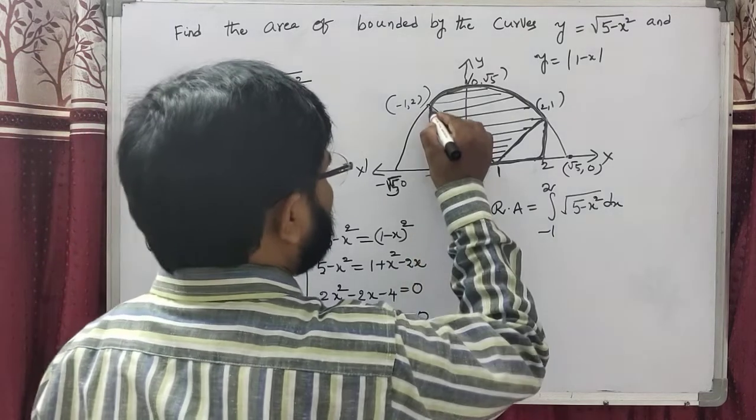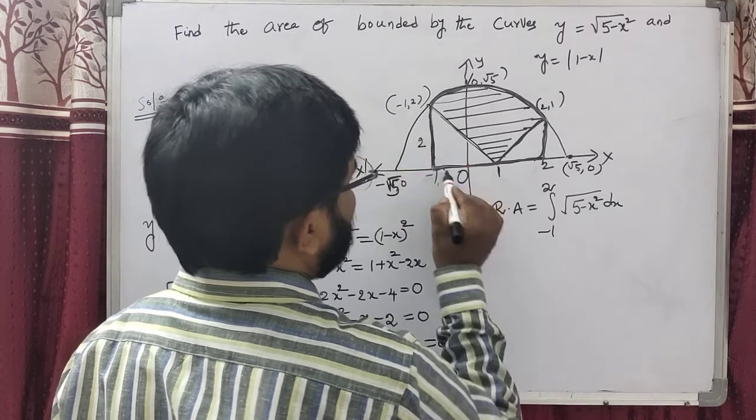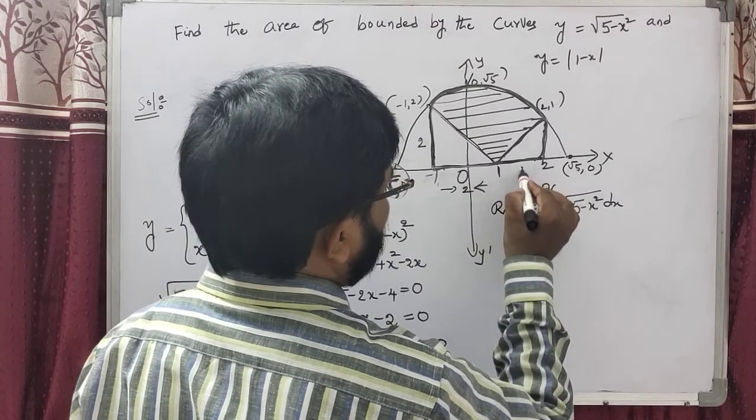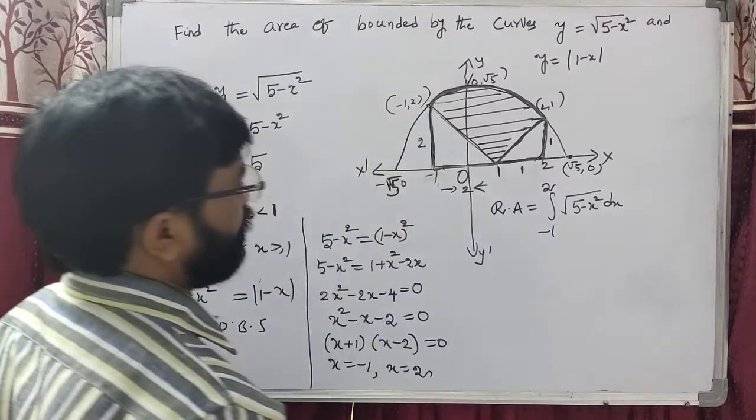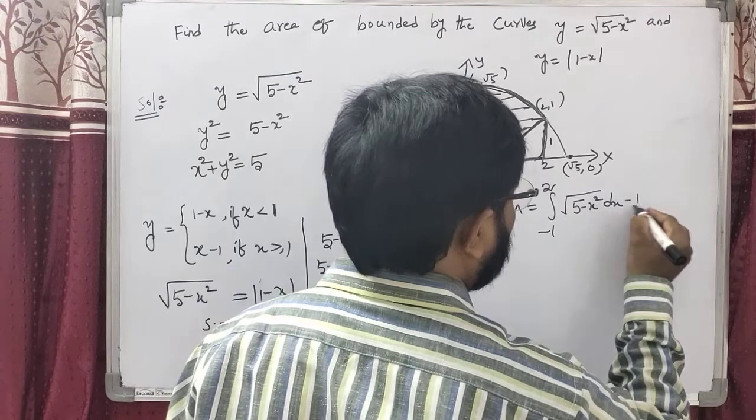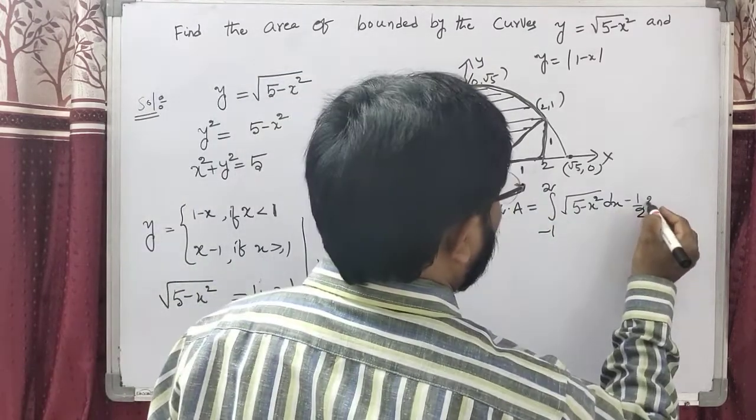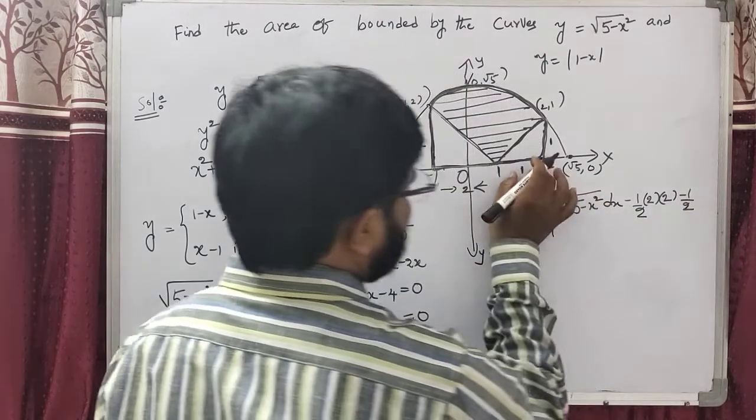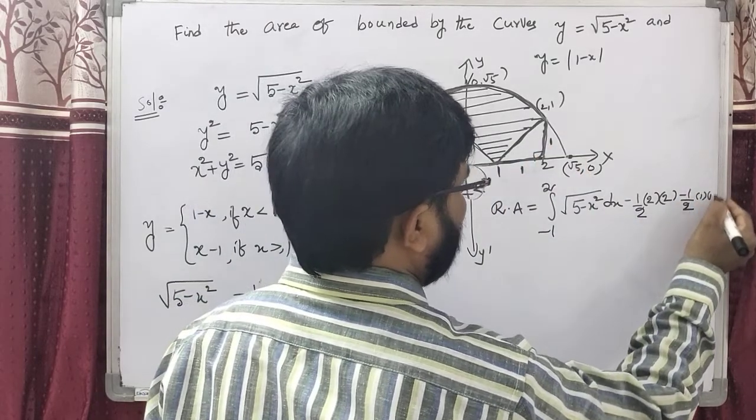Dear students, what is the length here? Height is 2, this is also 2. Now this distance is 1, this is also 1. Dear students, we can subtract these two triangles' areas. The first triangle has base 2, height 2, half of base into height. Minus, here base is 1 and also height is 1, half into 1 into 1.